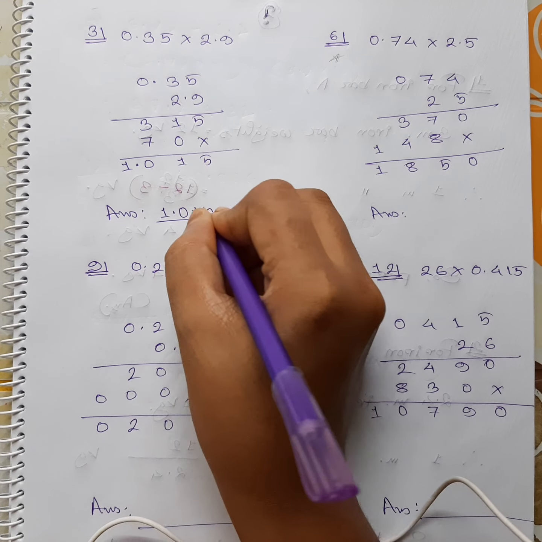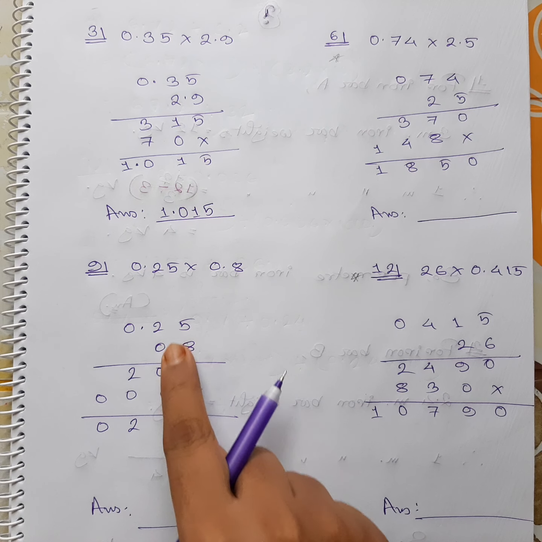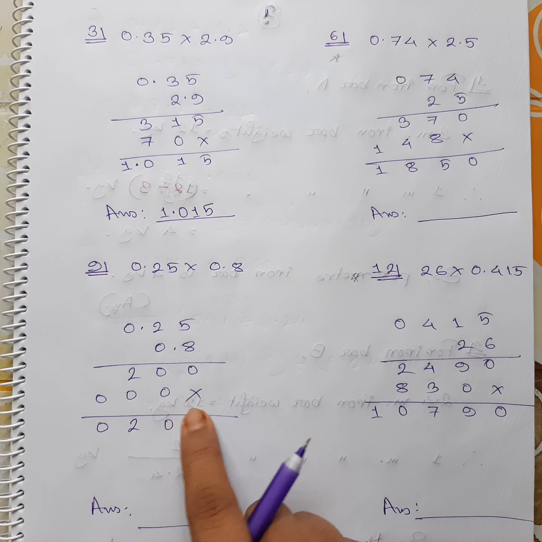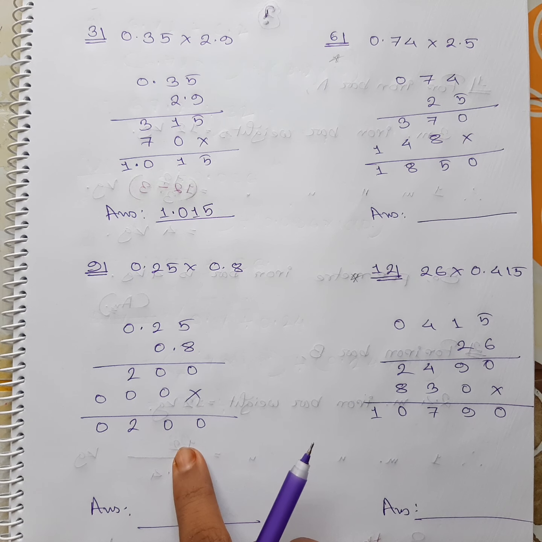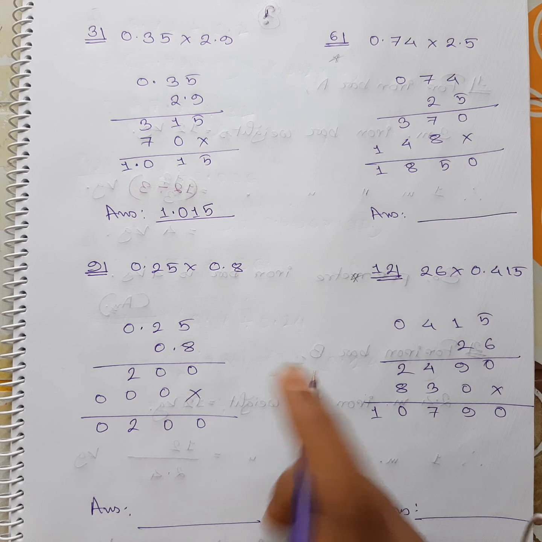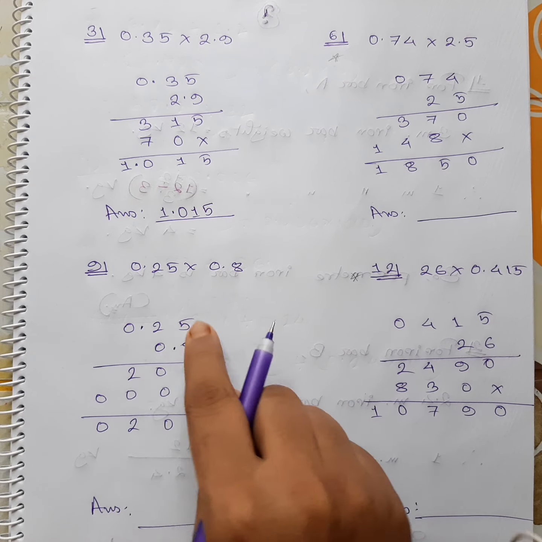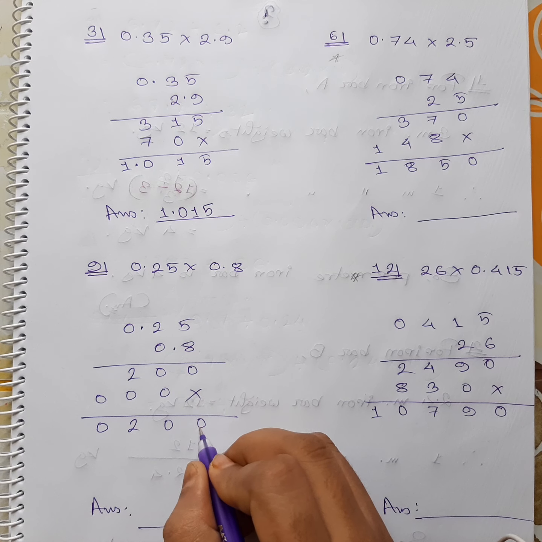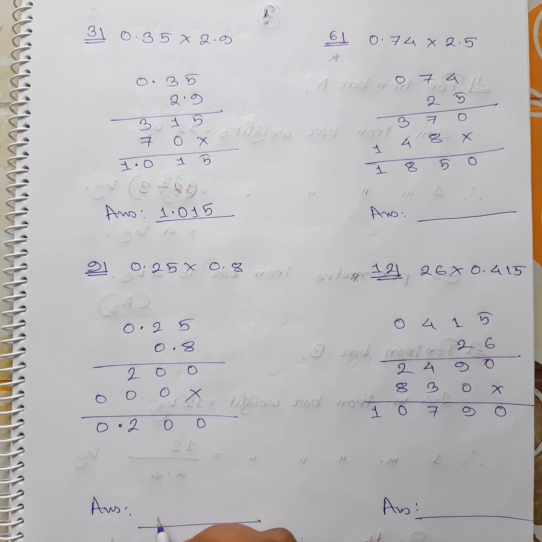Please do it by yourself. I would recommend you to do it by yourself. Okay, exactly like this one also here. This one also can be done in the same way. We have done the multiplication, and what we have done, we have to put the decimal, and there are 3 digits. So we are going to put 3 digits, 1, 2, 3 digits after our decimal. So the answer is actually 0.2.